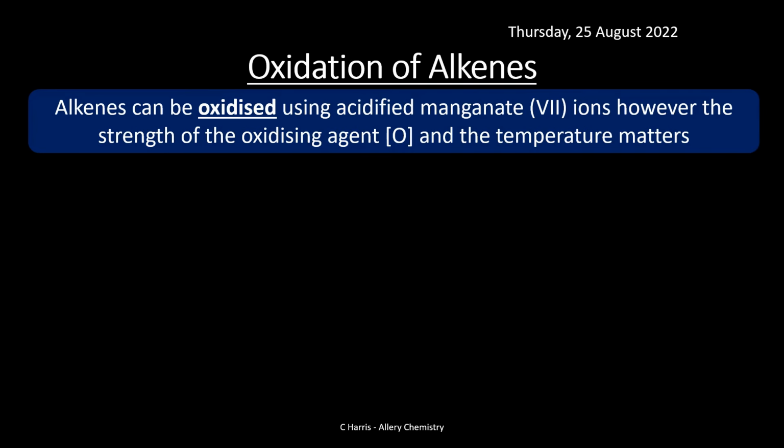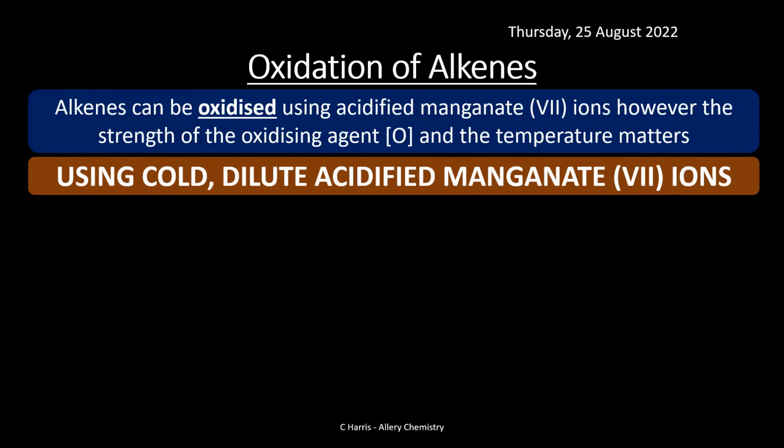Alkenes can be oxidized, obviously using acidified manganate ions. So that's the oxidizing agent that we use. However, the strength of the oxidizing agent, whether it's concentrated or dilute, and the temperature of the reaction matters. This actually has a big determining factor, and you need to know both of them. So in this example, we're going to use cold, dilute, acidified manganate ions. Okay, so let's have a look.